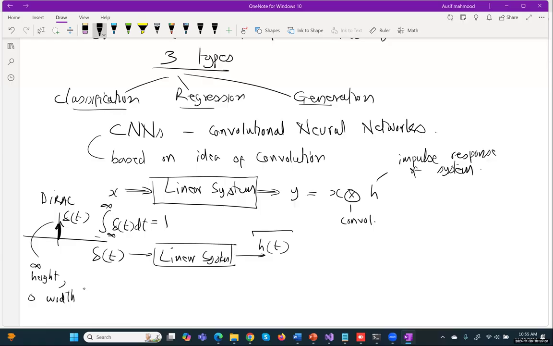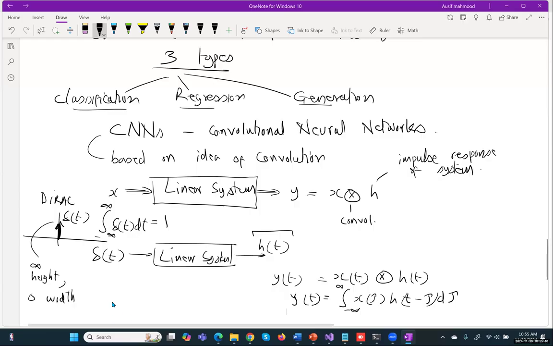If somehow we know this, then for all linear systems in nature, all we have to do is feed it any x of t. If we know the impulse response, we do a convolution with h of t, and we will know the output. Okay, so what is this convolution? In math, it is another integral from minus infinity to infinity, x of tau, h of t minus tau, d tau. And this is our output y of t.